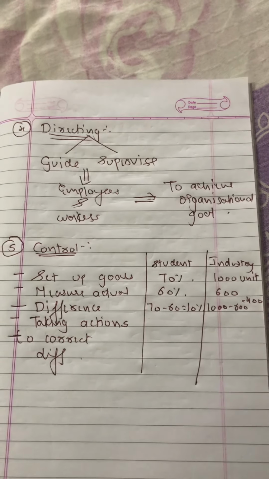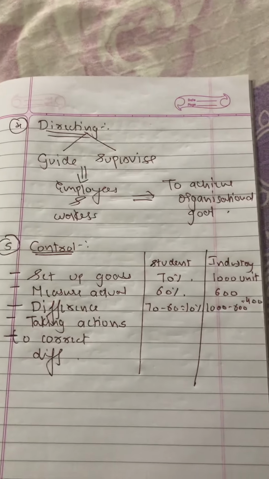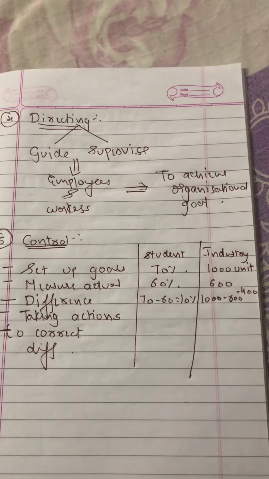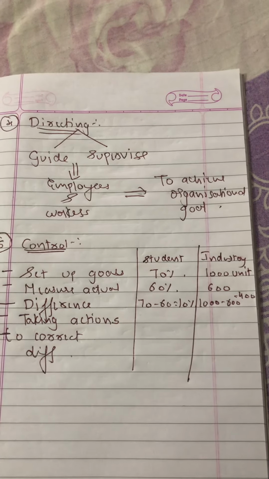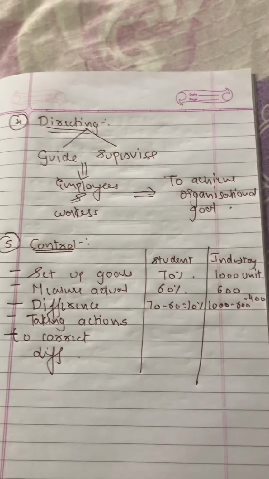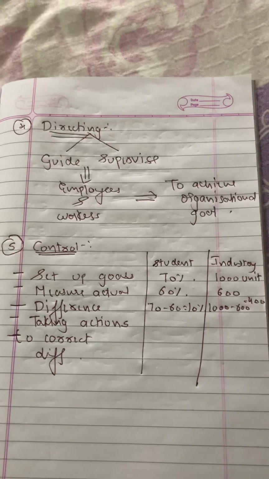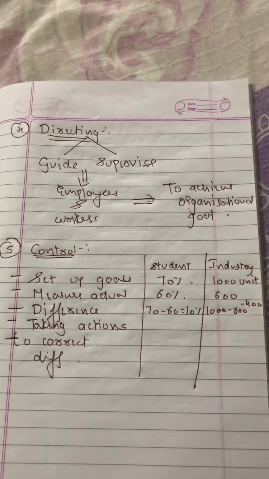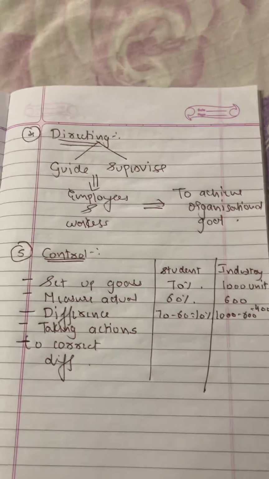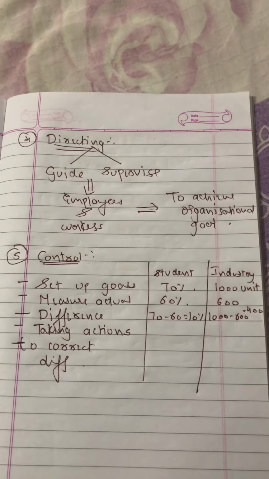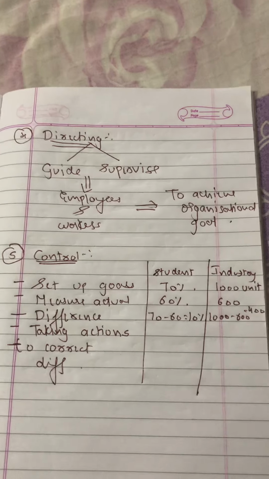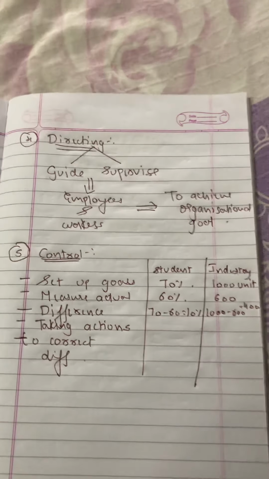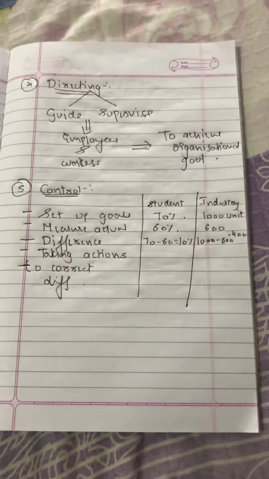For example, in our school, the principal ma'am guides the teachers, the teacher guides the students, and this is a process called directing. Principal ma'am is directing students? No. Principal ma'am is guiding students and faculty. Faculty is guiding students. And the last one, a very interesting one, control.